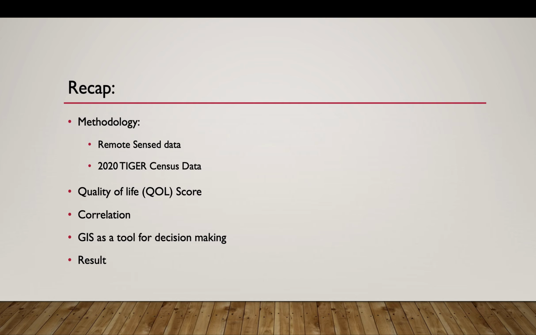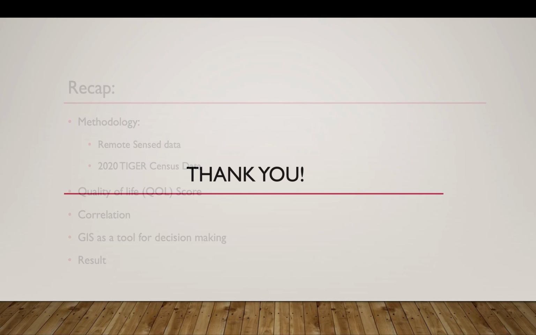And in conclusion, we can see that GIS can be used as a tool for decision making and to develop deep insight about a city in particular, its population, and its physical representation. And the results that we got from all these analyses help us to determine that this correlation and this relation is accurate. And that was it for my second article review.